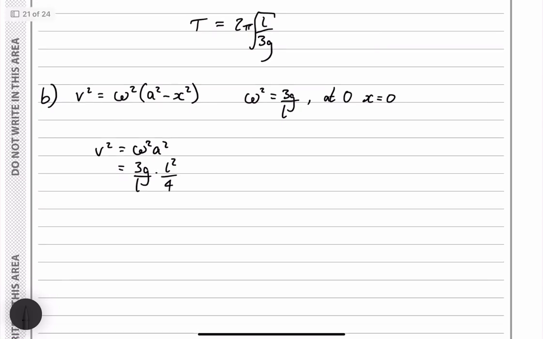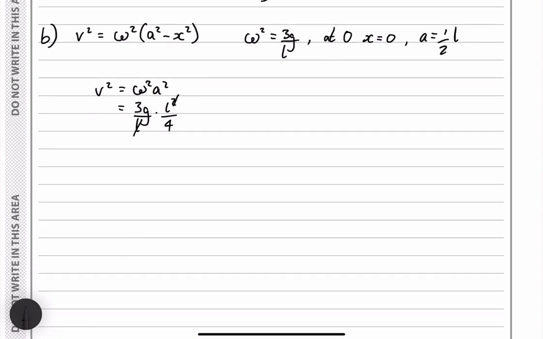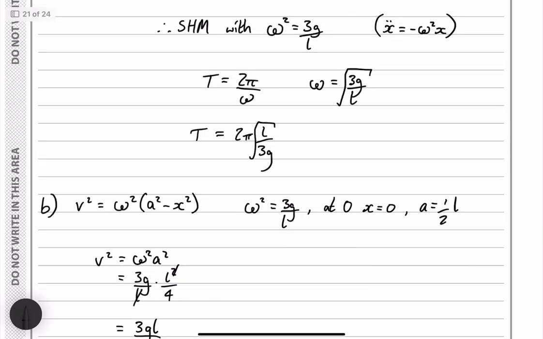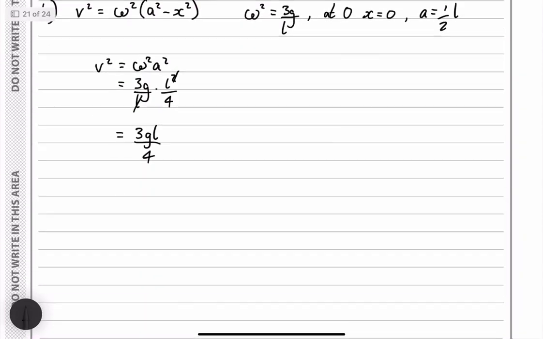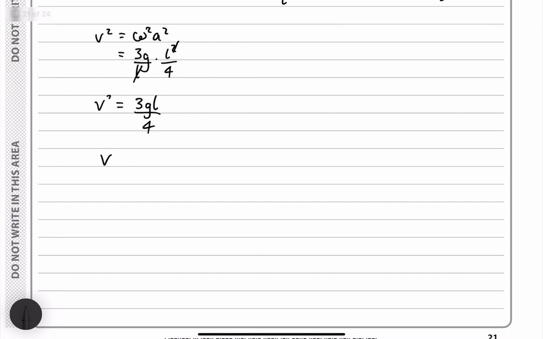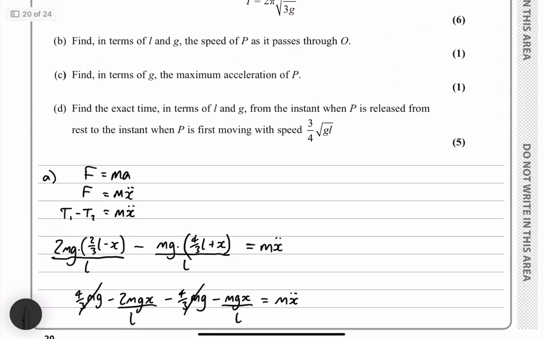L squared over 4 when we square it. Let me put that here. A is equal to a half L. So one of those cancel, and we get 3gL over 4. Was it v squared that we wanted, I think? No, the speed, v. So square root this, we get root 3gL over 2. That's part B finished.